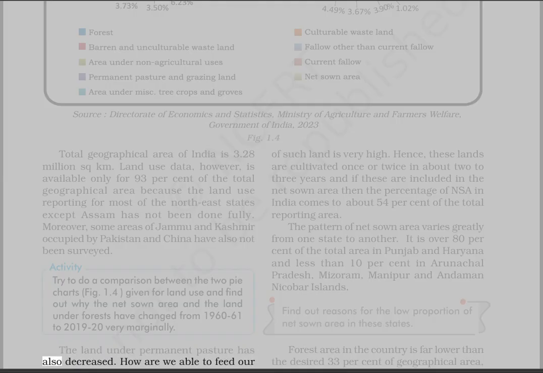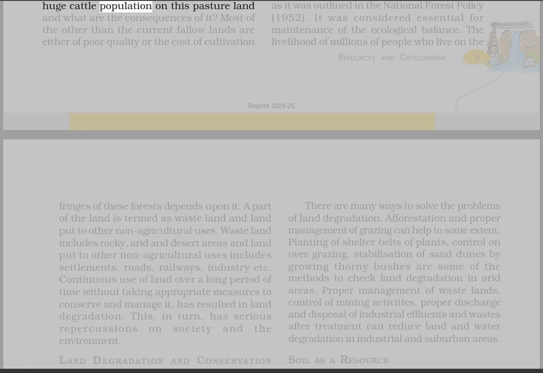The land under permanent pasture has also decreased. How are we able to feed our huge cattle population on this pasture land, and what are the consequences of it? Most of the other than current fallow lands are either of poor quality or the cost of cultivation is high.